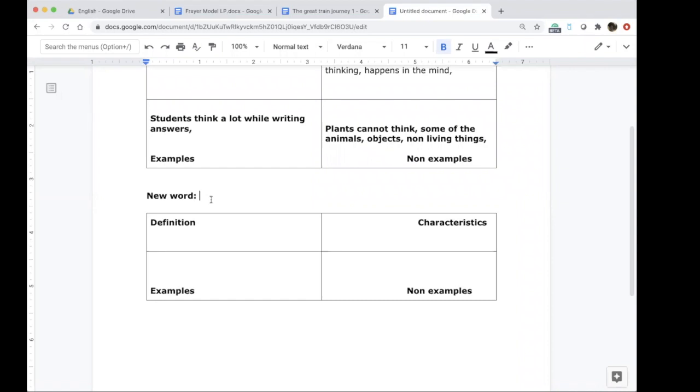Again, it is a simple example, right? So I will give you some time. Think about one of the words that you don't know the meaning of, then we will use the Frayer model for that. So Srinivas.